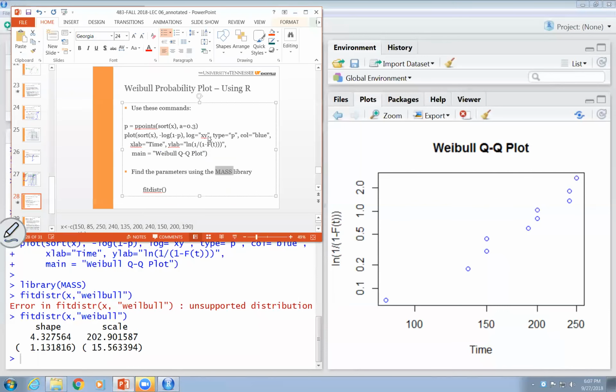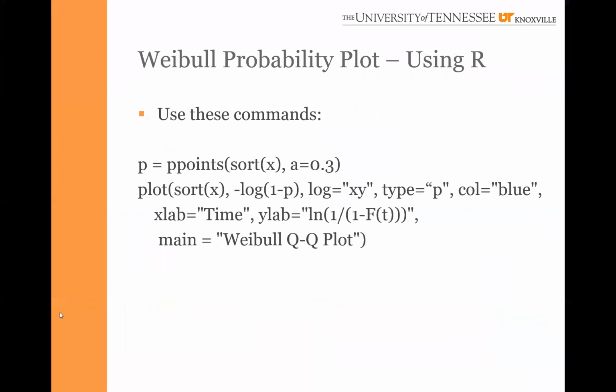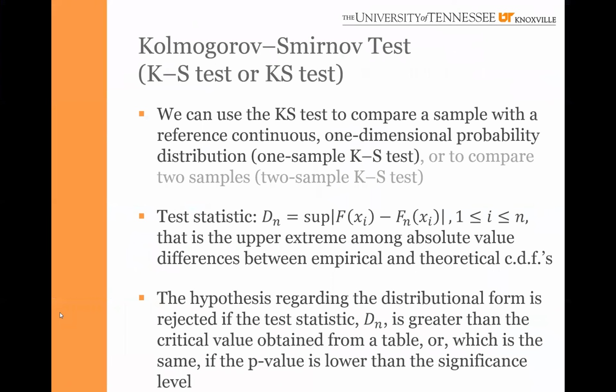Make sense? Okay. So how would you know if your fit is good or not? Because you can always fit anything to anything. You can fit exponential to normal, get a parameter. But how do you know if it's good? So you can use this test, the KS test, Kolmogorov-Smirnov test, to do the comparison.